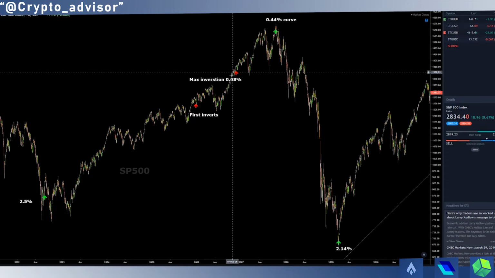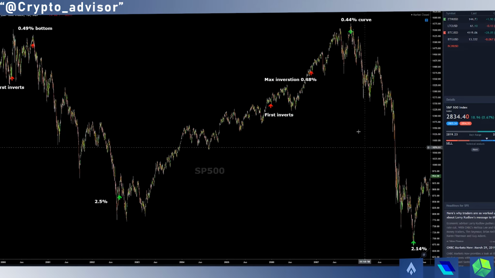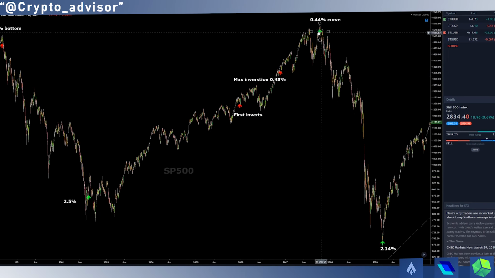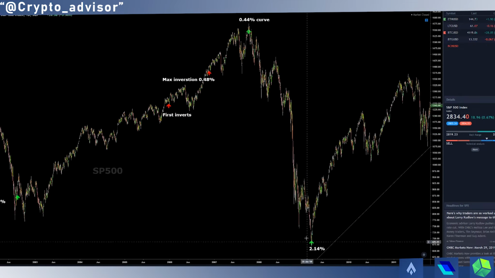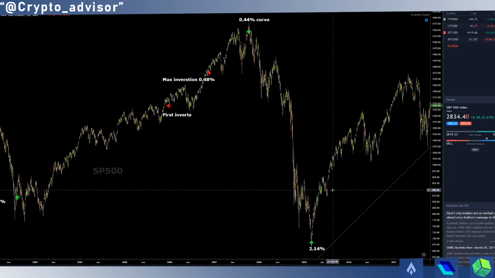But interestingly enough, unlike the last recession, it did not immediately crash. It took some time. It still went up. And then we actually had a positive yield curve at the top before the recession occurred. And then at the bottom, we did see once again the yield curve recovers at 2.14%.